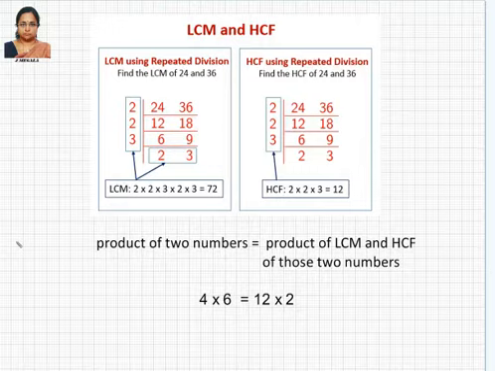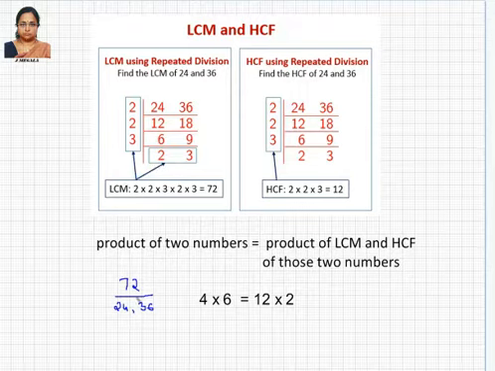In general, we can say LCM is a number. 72 is the LCM here. And we need to see that the given numbers are the factors of this LCM. So 24 and 36 is given. You have to check whether 72 is divisible by 24 and 72 is divisible by 36, and that becomes LCM.